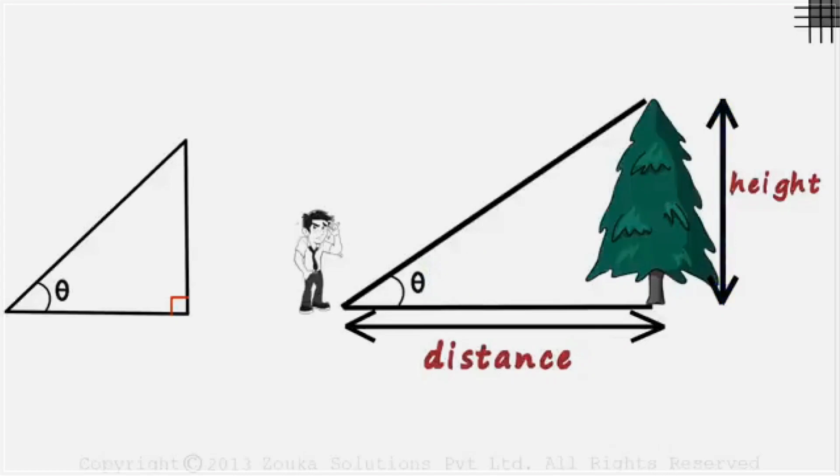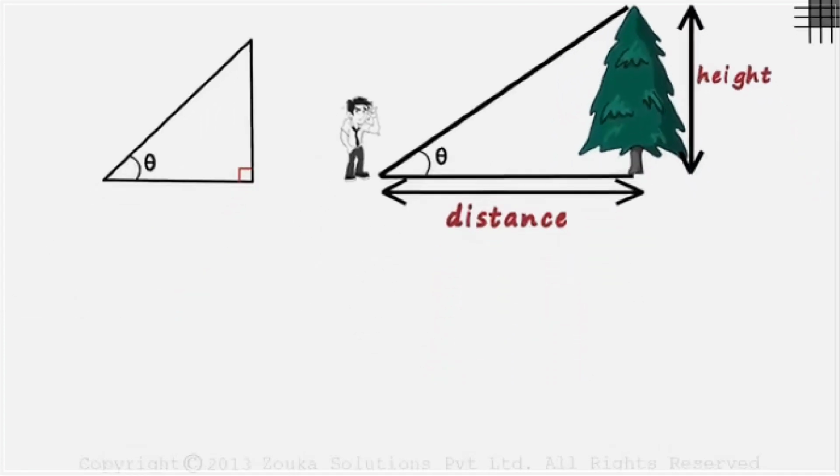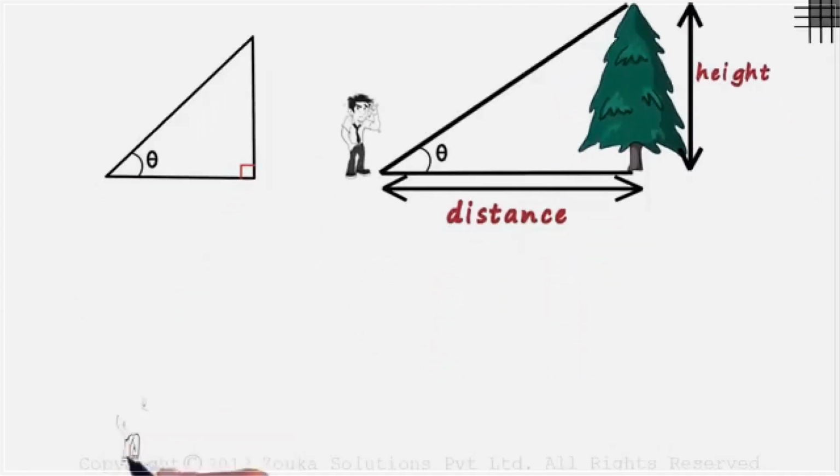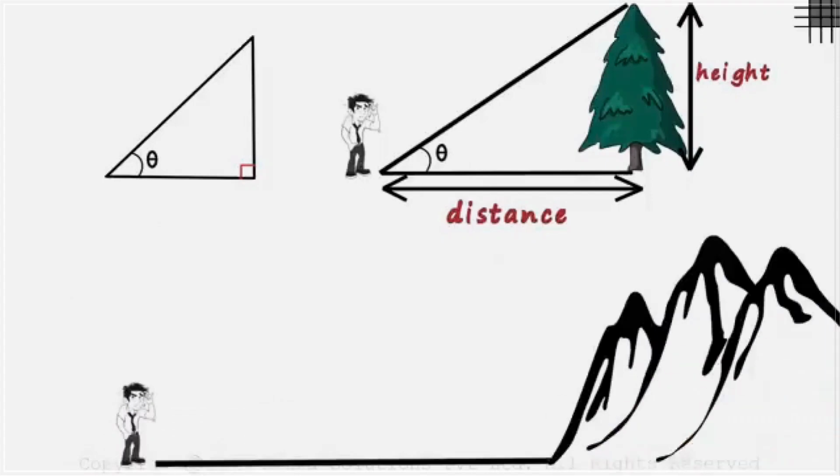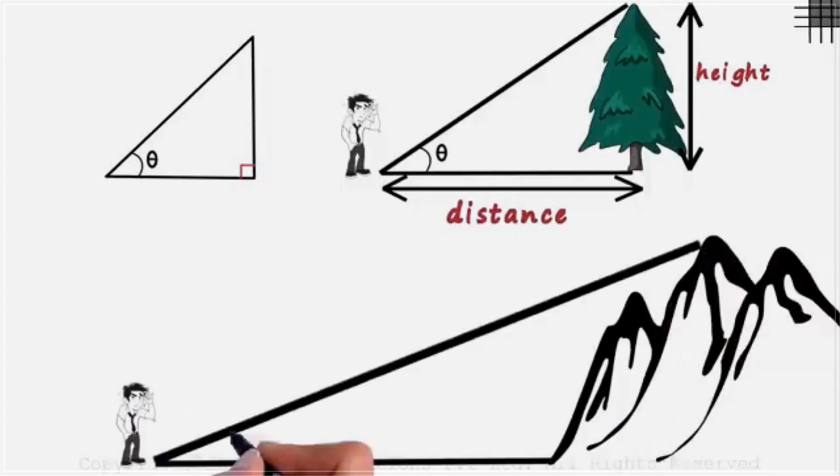Finding the height of a tree may not sound appealing to you, but the next example surely will. This time, Zen wants to find the height of a mountain. If this distance is known and this angle is known, then the height can easily be found out. But how? That's precisely what we will try to understand in trigonometry.